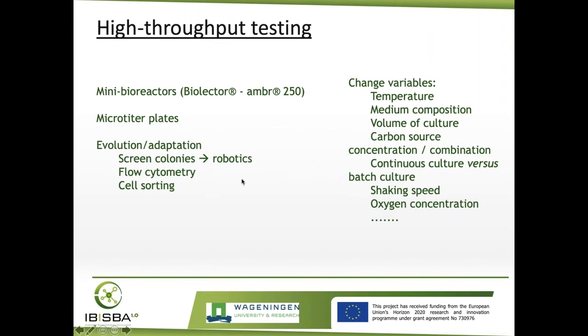And by being able to do high throughput testing, one can change quite a number of variables at the same time, because this is what optimization entails. And that means temperature, medium composition, volume of the culture, carbon source, combinations thereof. Then, of course, we have continuous, batch or fed batch cultures, shaking speed, gas, oxygen concentration, and so forth. So these are steps that relate to the testing and optimization.